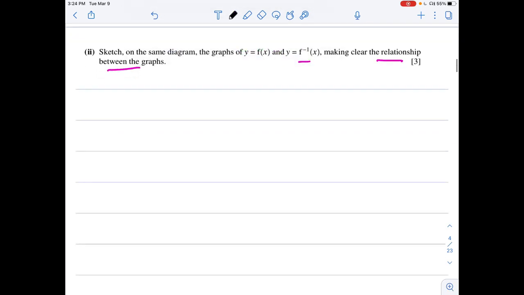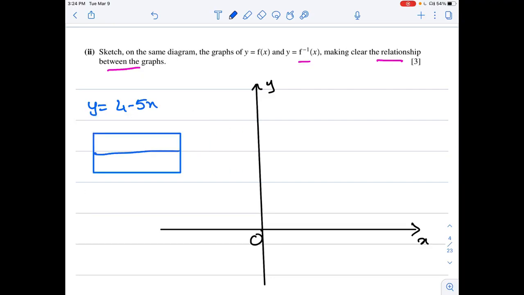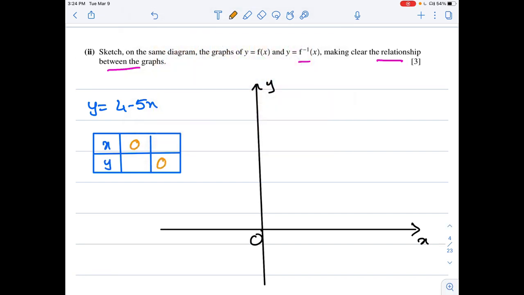So we draw the y-axis and x-axis and the origin over here. So first let me take y is equal to 4 minus 5x. So I draw a quick table. I need just 2 points to draw the straight line. Just 2 points are sufficient, x, y. So once I make x as 0, then next time I make y as 0. If x is 0, y is 4. If y is 0, x is 4 upon 5.